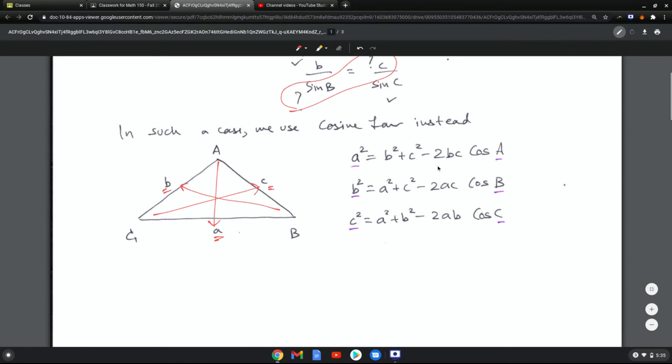The trick to remembering this is, if you're working with the side a, then this angle is going to be A, and in the other terms, you do not use a. It's b, c, b, c. Similarly, if you're working with b squared, this is angle B, and this is a, c, a, c. And if this is c and angle C, then this is a, b, a, b.